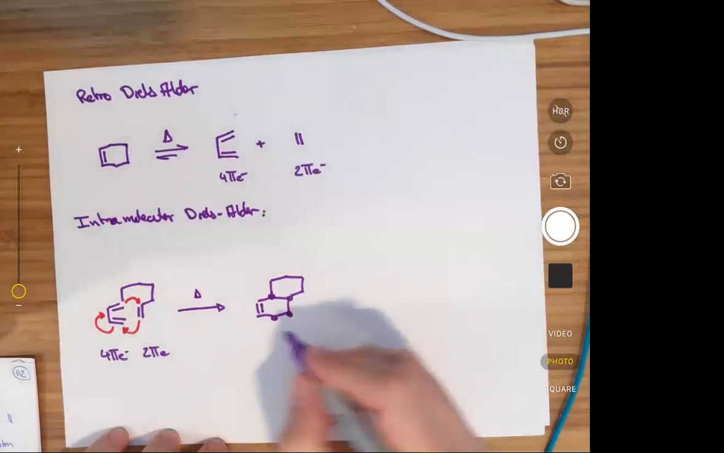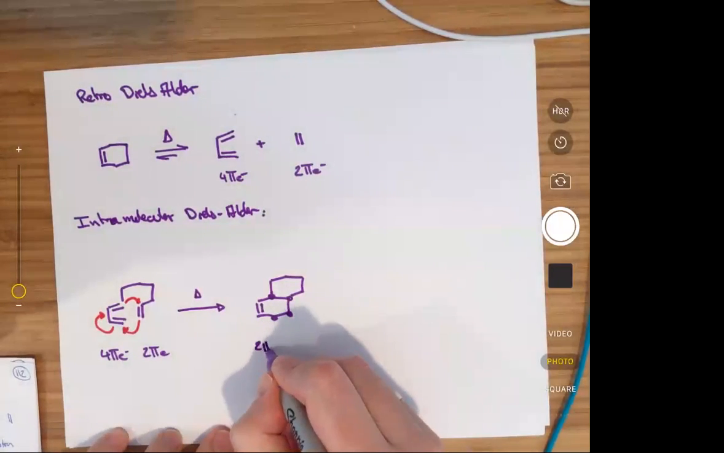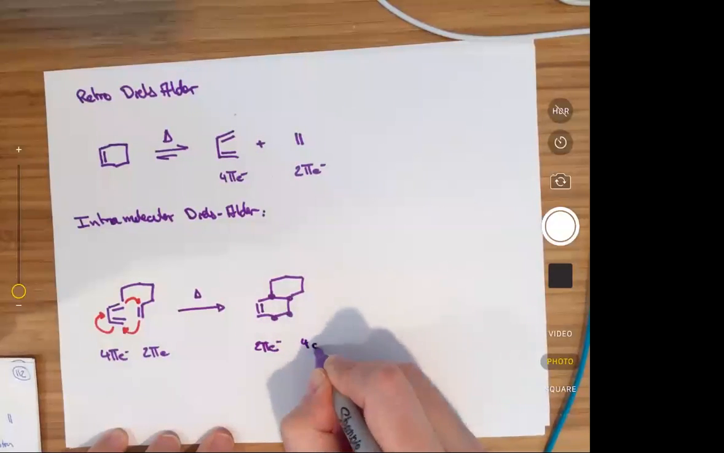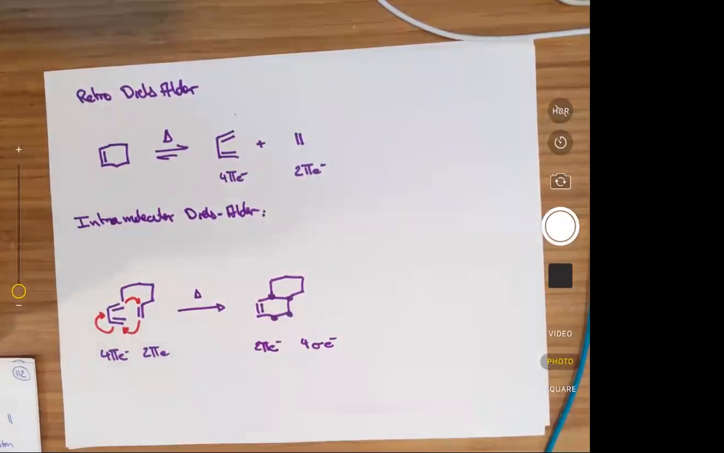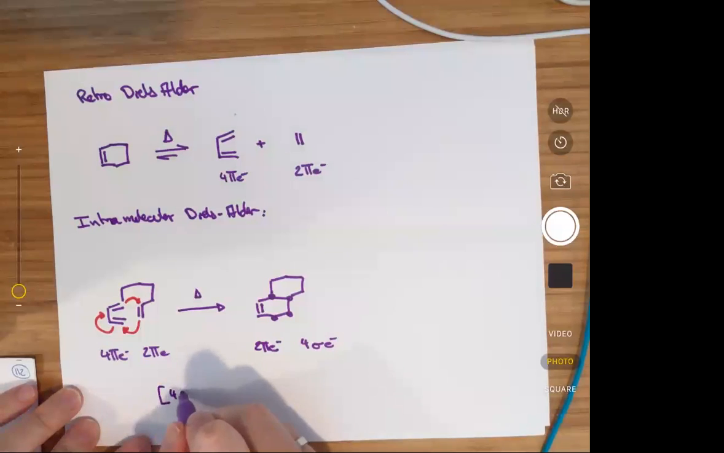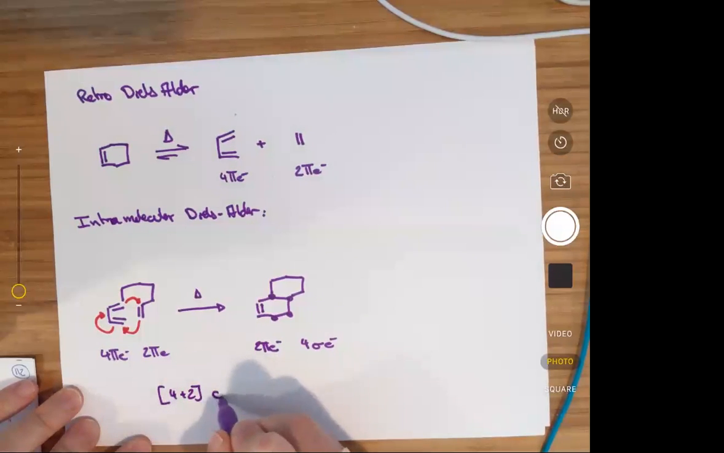So in this case, you have now 2 pi electrons, and you have 4 sigma electrons in this system. So again, this all qualifies still as a 4 + 2 cycloaddition. So it falls in the category 4 + 2 cycloaddition.